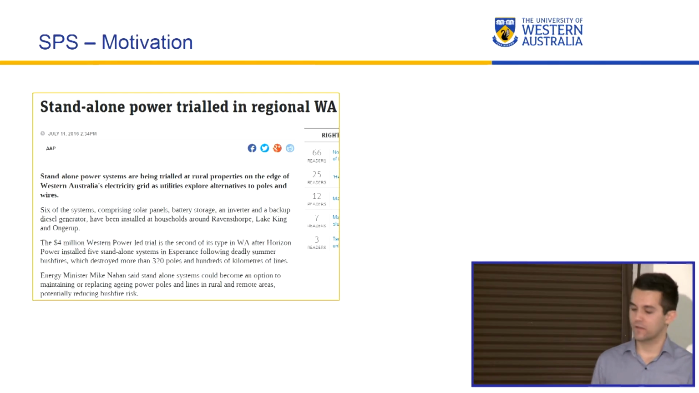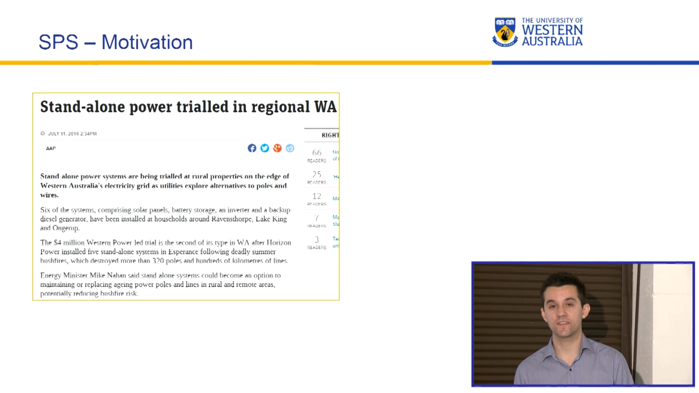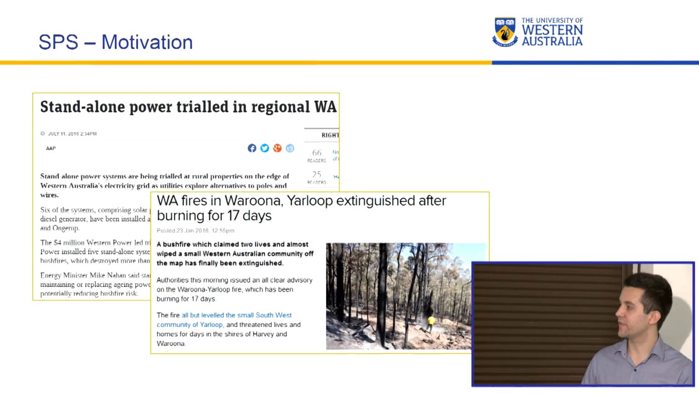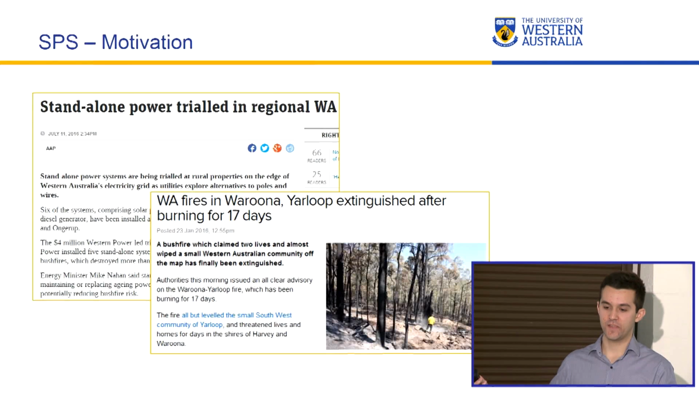And the fact that in the beginning of 2016, last year, there were bushfires in Varuna and Yarloop, which damaged or destroyed many properties as well as the power network itself. So even though people got to return to their houses, they had no electricity because the power networks were destroyed. So we want to investigate if instead of the power networks being destroyed, if they have a standalone power system, is that a more optimal solution to bushfire risk areas?